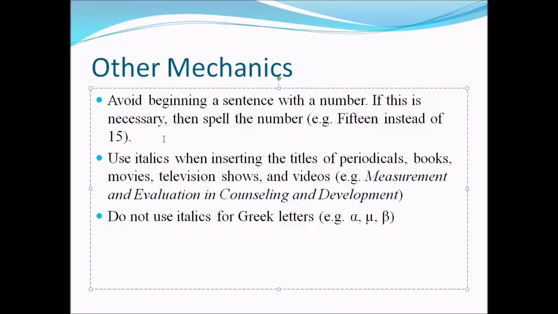For example, *Measurement and Evaluation in Counseling and Development*. That's a periodical or a journal. Remember, if you're inserting the title of a particular article contained within a journal, you'd use quotation marks. And finally, do not use italics for Greek letters. They should always appear as standard text.